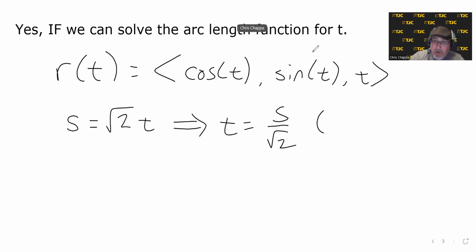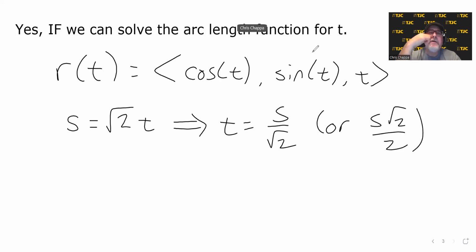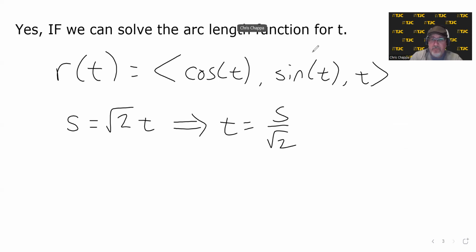I know some of you will go, but you have to rationalize the denominator and make it look like this. If you really want to, but there's really no benefit to that. There's a historical benefit to rationalizing denominators, and occasionally there's a theoretical benefit, but doing it for the sake of doing it is just a waste of time.